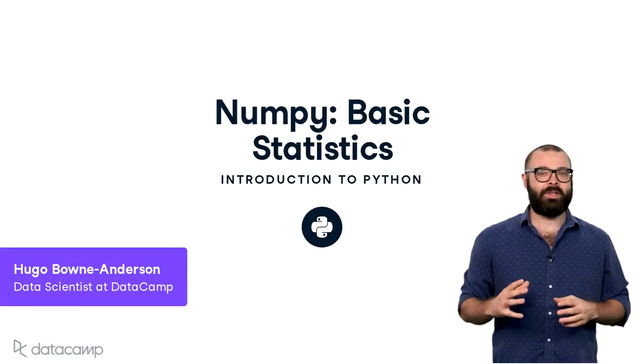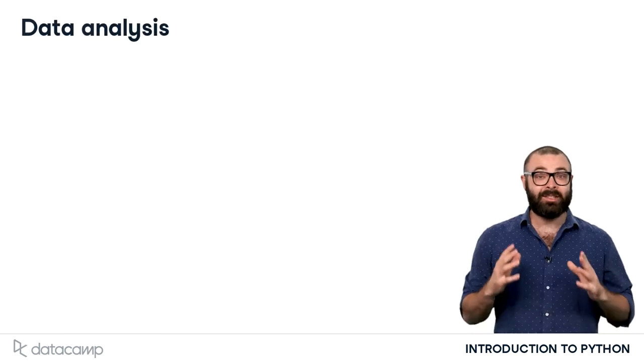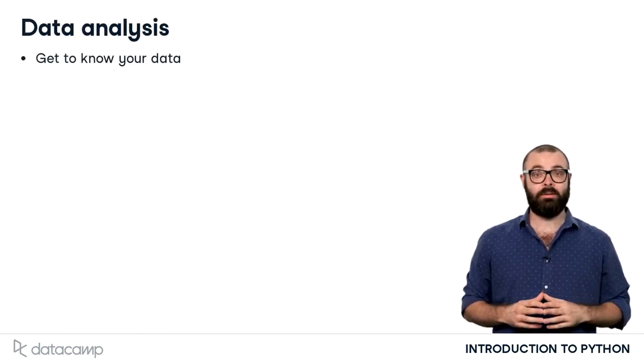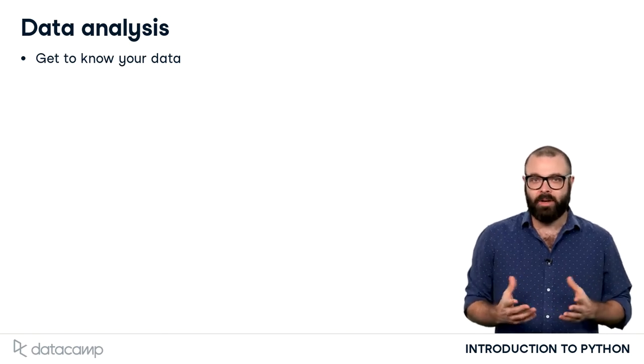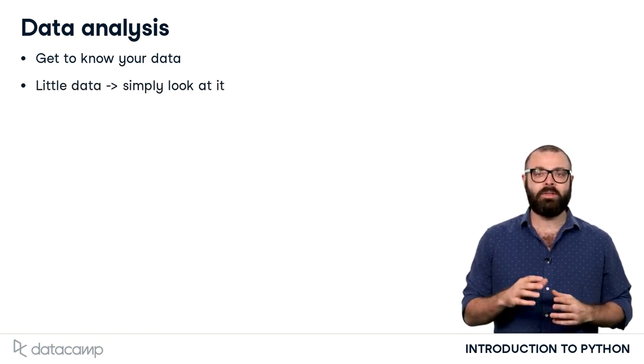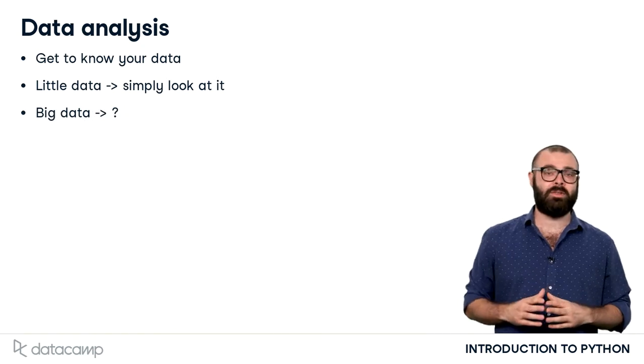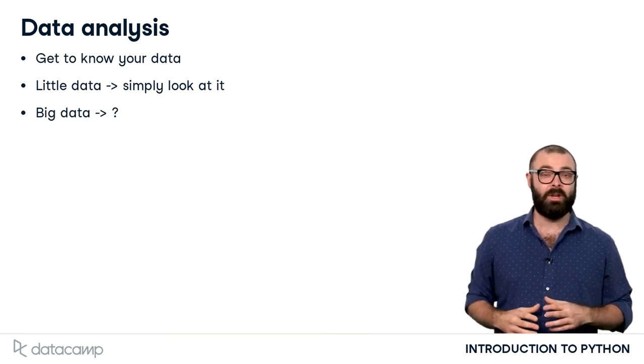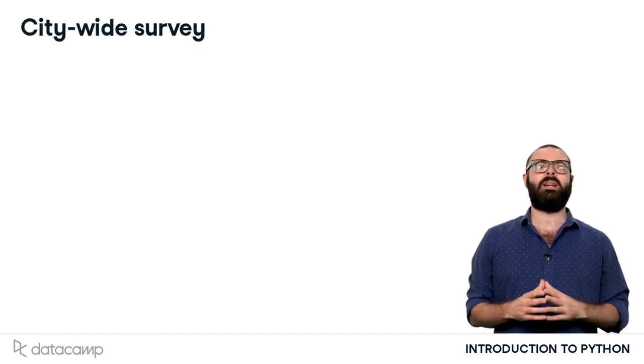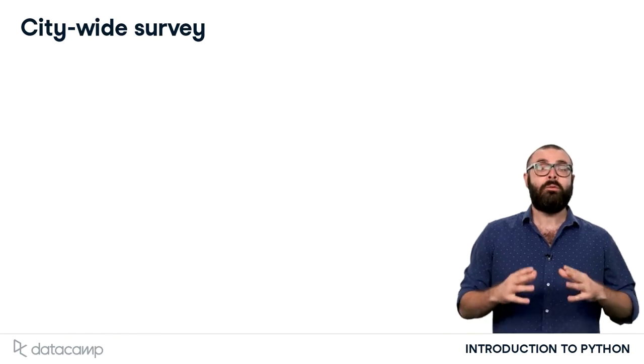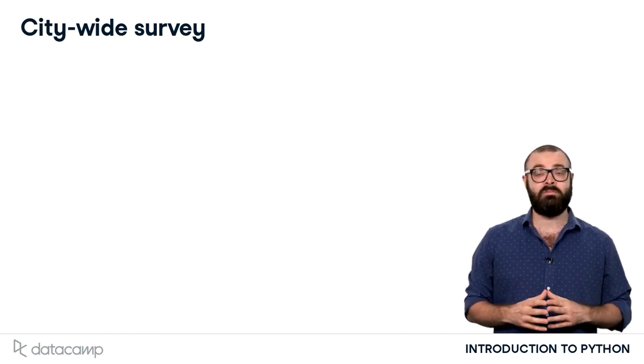A typical first step in analyzing your data is getting to know your data in the first place. For the NumPy arrays from before, this is pretty easy because there isn't a lot of data. However, as a data scientist, you'll be crunching thousands, if not millions or billions of numbers. Imagine you conduct a citywide survey where you ask 5,000 adults about their height and weight.